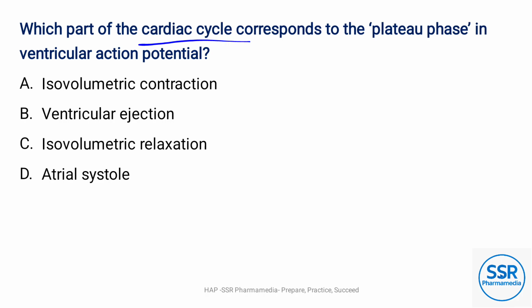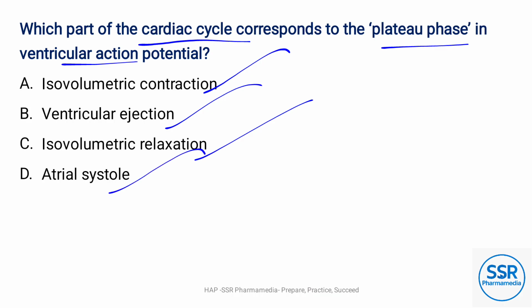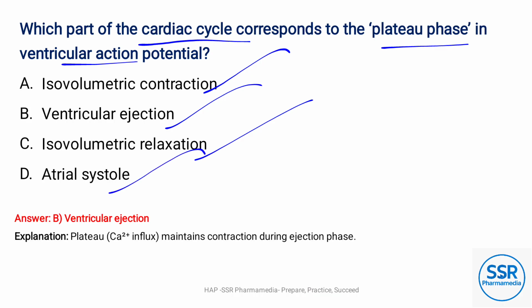Which part of the cardiac cycle corresponds to the plateau phase in the ventricular action potential? Option A, isovolumetric contraction; option B, ventricular ejection; option C, isovolumetric relaxation; option D, atrial systole. The answer is option B, ventricular ejection. During the plateau, calcium influx maintains contraction during the ejection phase.